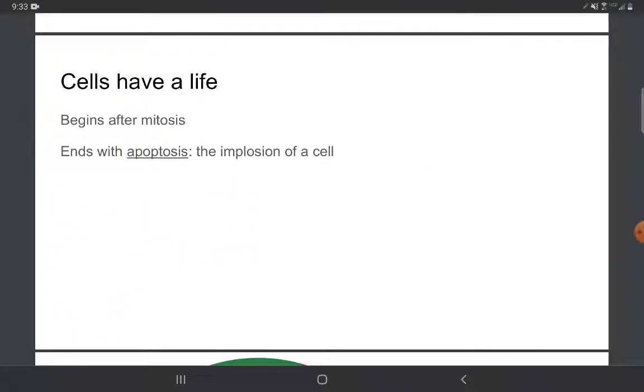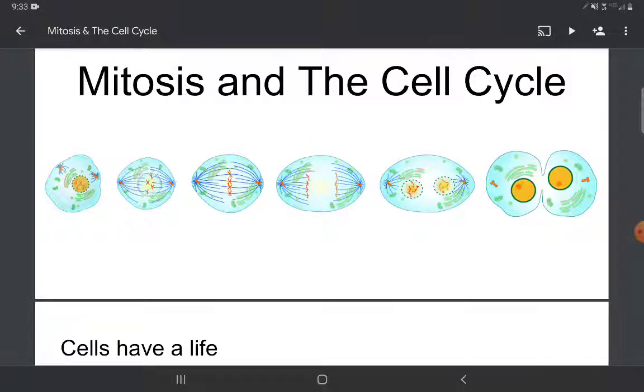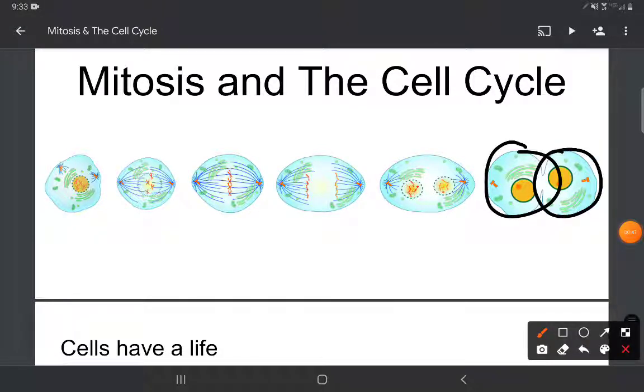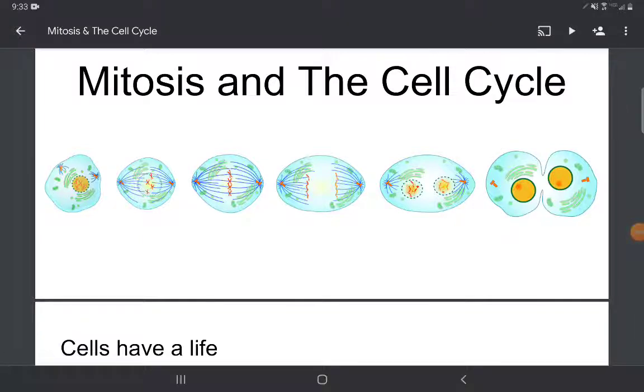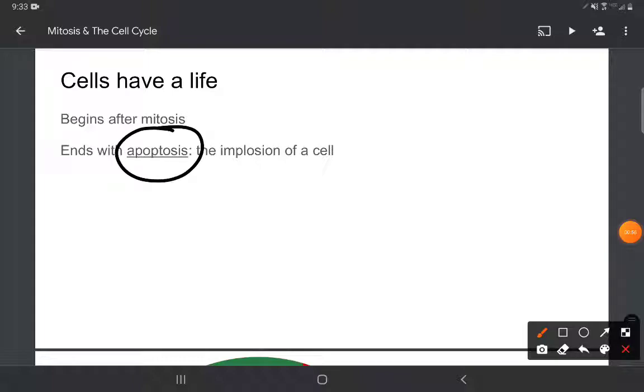Cells have a life. That life begins in mitosis. Once a cell has finished dividing, it begins its new life. It then ends that life with apoptosis. Apoptosis is necessary. If a cell does not undergo apoptosis, it risks the health of the body with things like cancer.